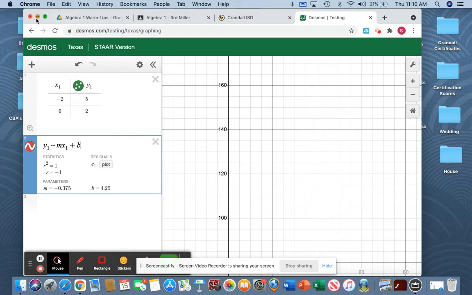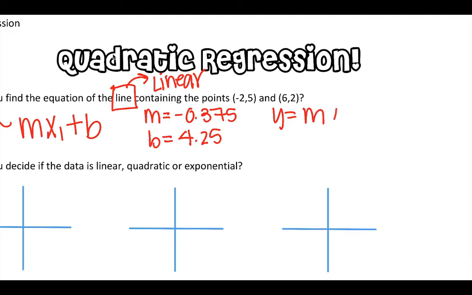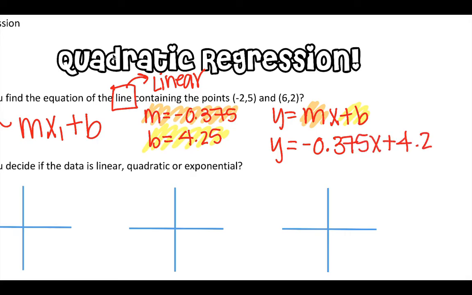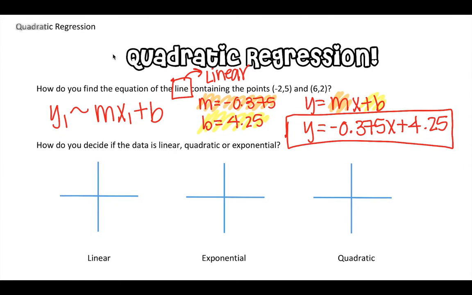So if I were to write this in standard form or slope-intercept form, I would just need to plug into y equals mx plus b. Well, now I know what m is. M is -0.375. And then b is 4.25. So y equals -0.375x plus 4.25. So we've been doing that since the beginning of the year, finding the linear regression to find slope and y-intercept and all that fun stuff.